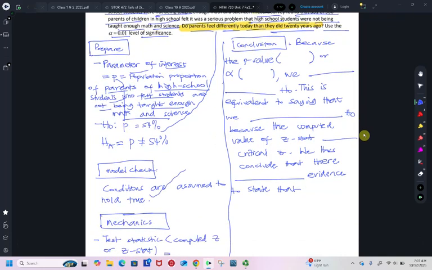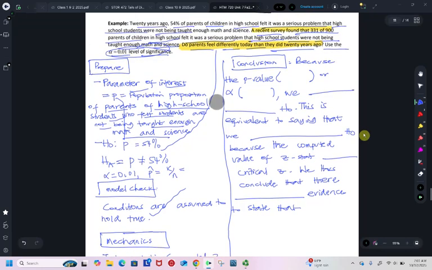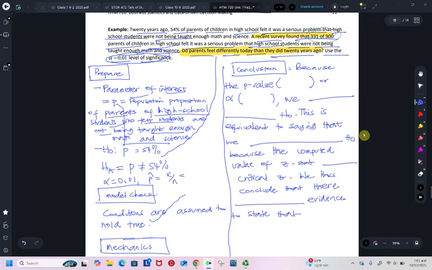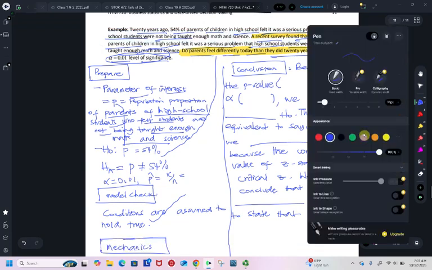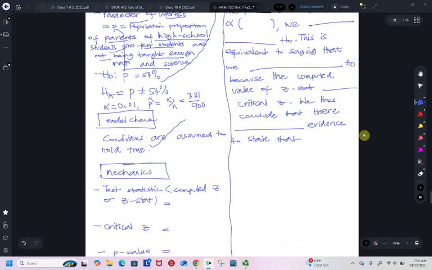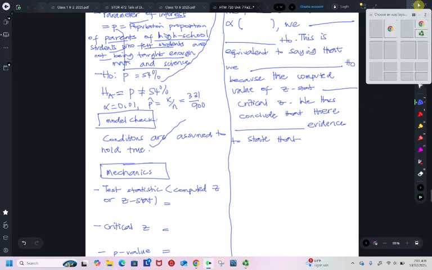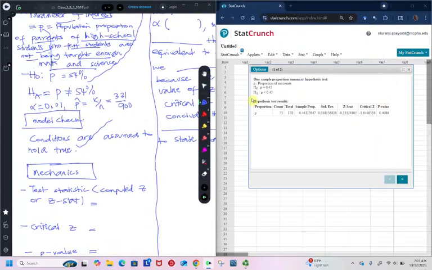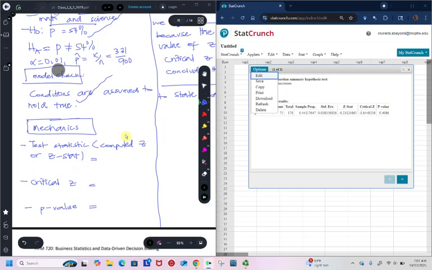We assume that the model conditions are satisfied. We note that our alpha is given as 0.01 and our P hat is x over n, or from the sample 331 out of 900. 331 out of 900 felt that it was a serious problem that students were not being taught enough math and science. Okay, then let's go to StatCrunch yet again and use the facilities there to compute the values we need.